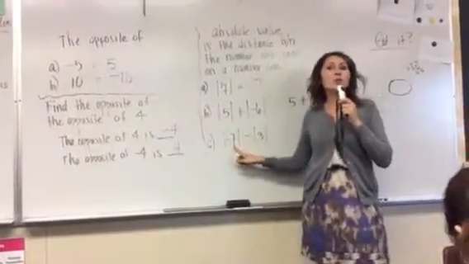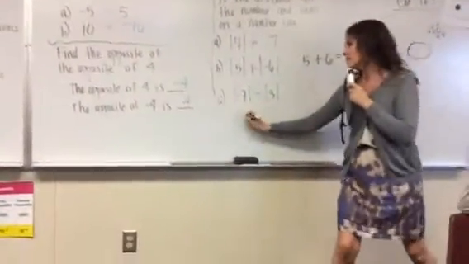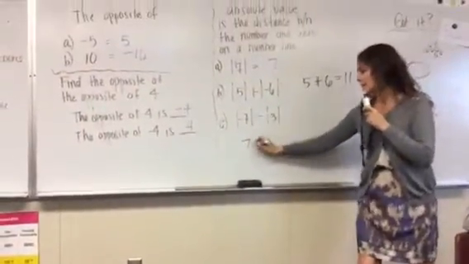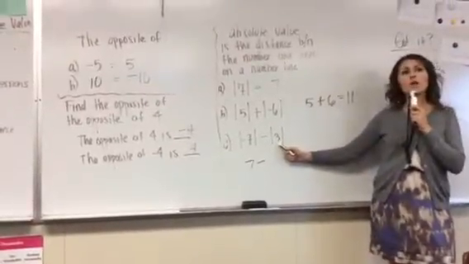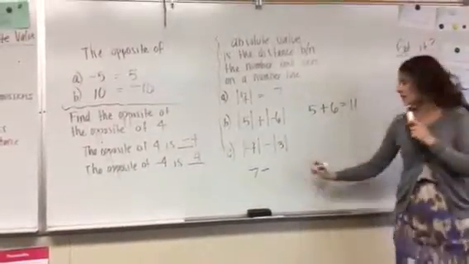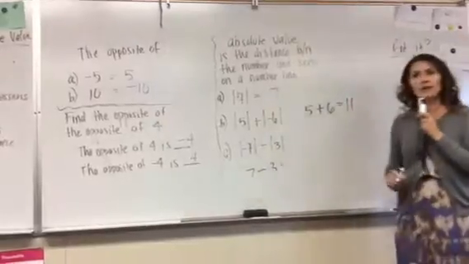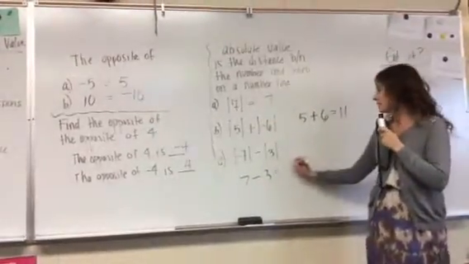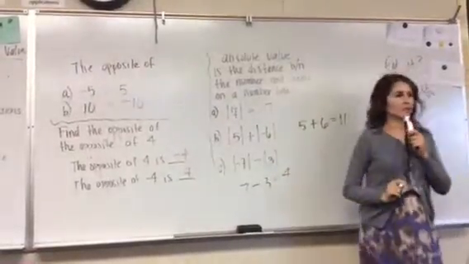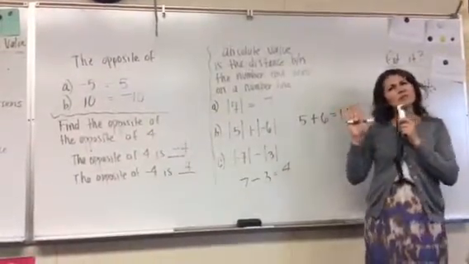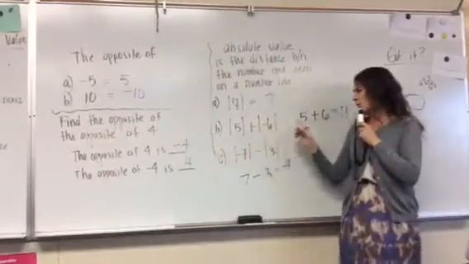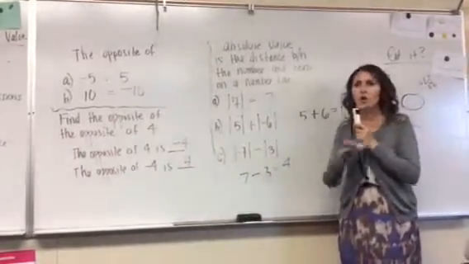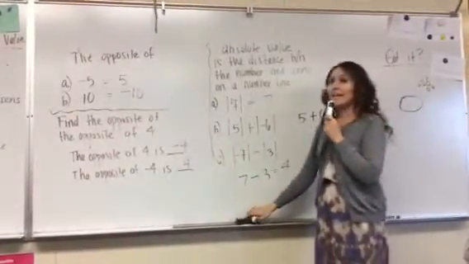What is the absolute value of negative 7, kids? 7. Bring down that sign. What's the absolute value of 3? 3. Oh my goodness, I'm doing this stuff that I did in kindergarten. 7 minus 3? 4. That's my answer. Miss Munoz, is the absolute value always going to be positive? Yes. Always going to be positive.